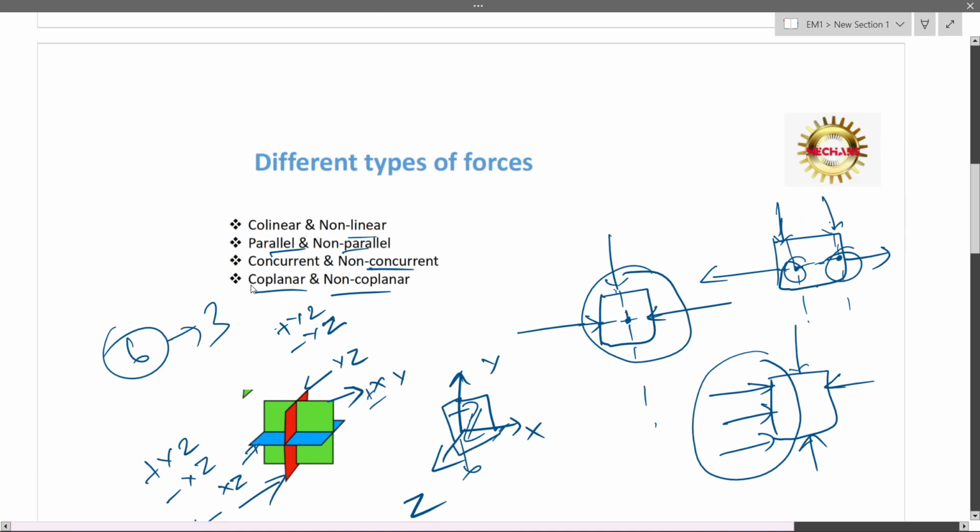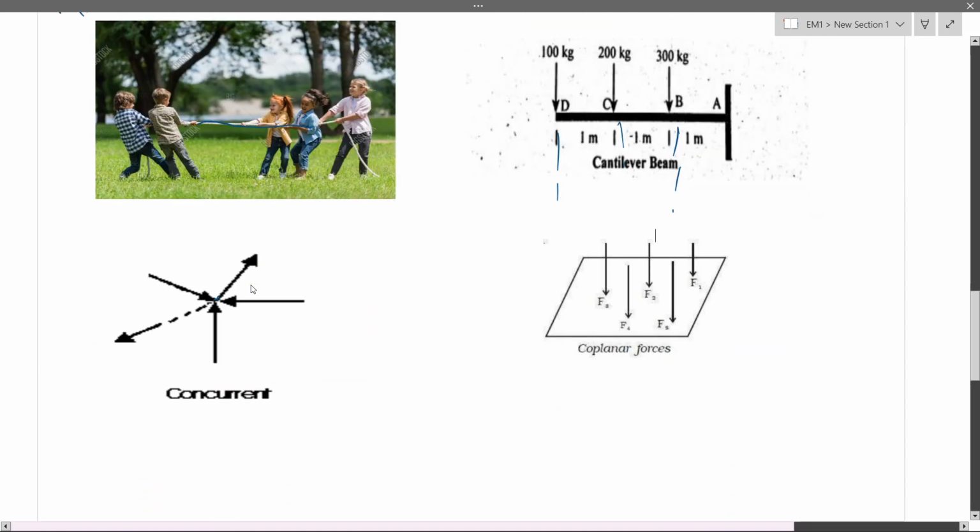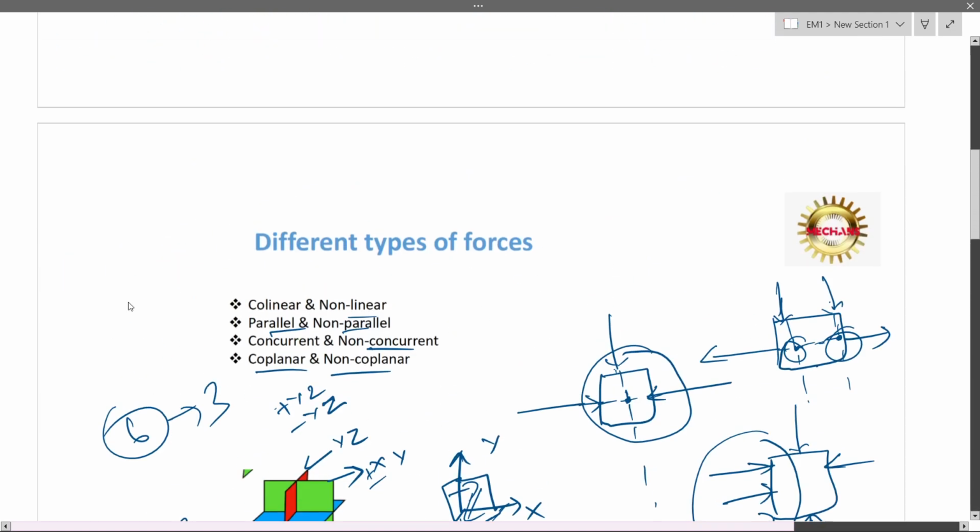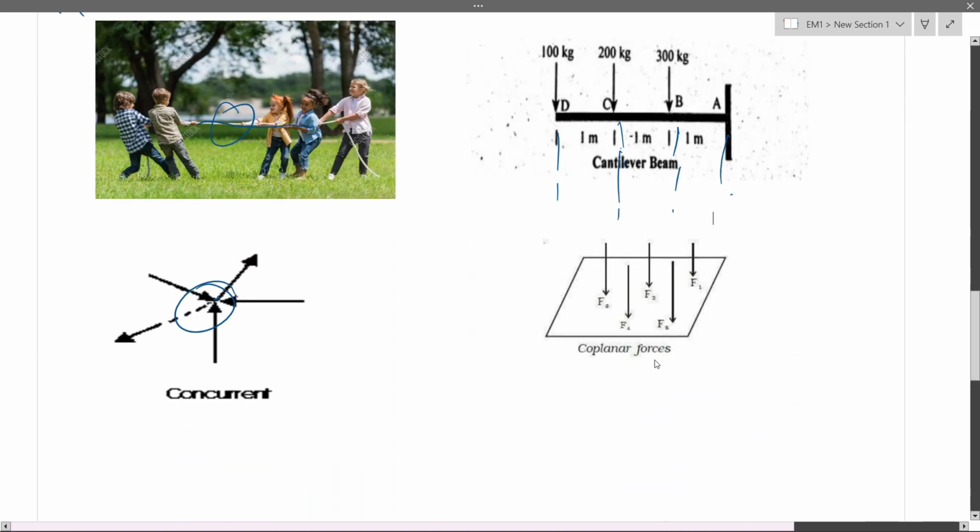And if you see the concurrent force, which we already know is all the forces acting at the same point, so this is concurrent, this is also concurrent, and this is not, because the forces don't meet at any point, so it is non-concurrent forces. And coplanar, if you see the last one here, all the forces are acting in the same plane, it is called coplanar forces. And here we didn't see anything in a 3D view, so we can't know whether it's acting in the same plane or not.